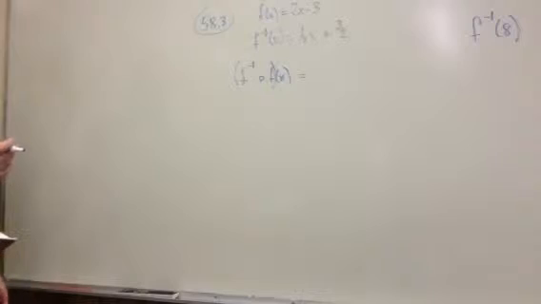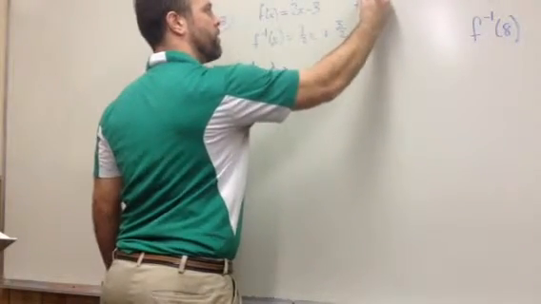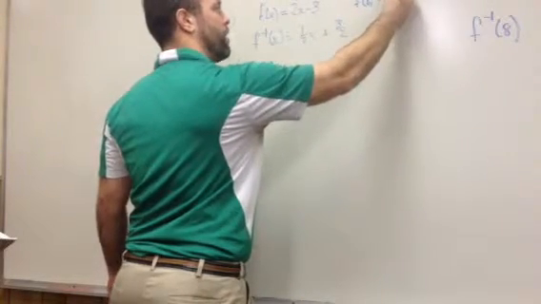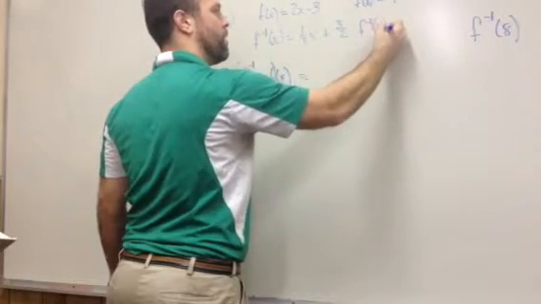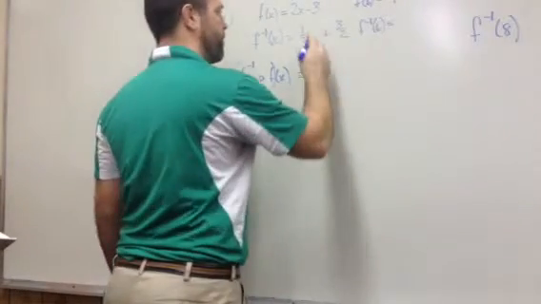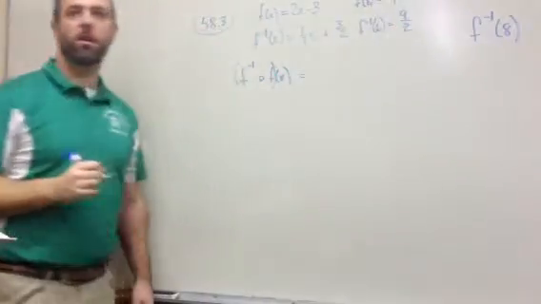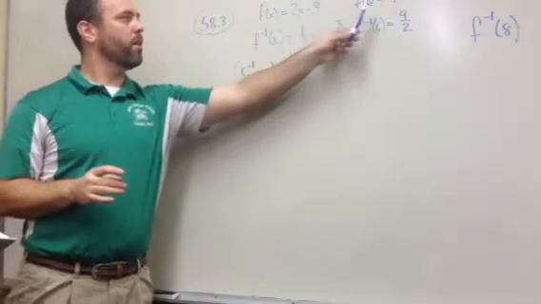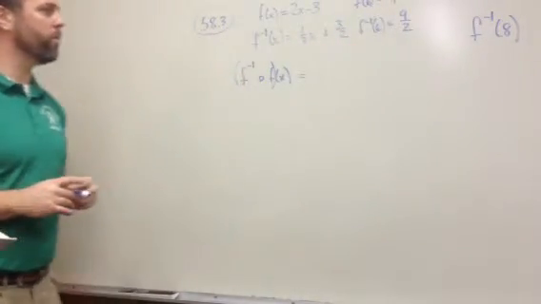Actually, the best thing to do is put 6 in first. Put 6 into this, we would get 12 minus 3, we would get 9. Put 6 into here, we would get 6/2 plus 3/2, which would be 9/2. You see what I did there? Just put 6 in first to get 9. We worked a little bit with these before.